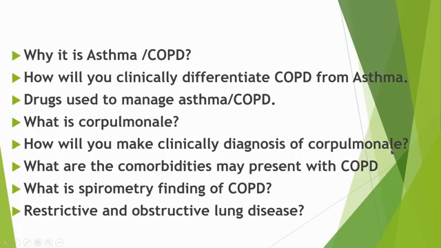How will you make a clinical diagnosis of cor pulmonale? This is right heart cor pulmonale. Clinically, we know that a left parasternal heave and loud P2 indicate pulmonary hypertension and right ventricular hypertrophy or enlargement. So, if you find those findings, it may be cor pulmonale.